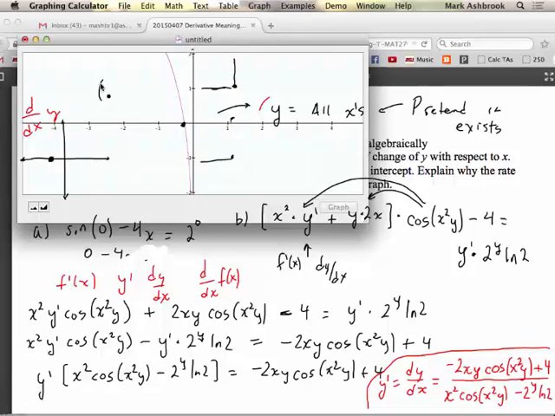What is our point? It's going to be x value is negative 1/4, y is 0. So we want to put negative 1/4 and 0 in here, and that's going to give us a number. And that number will be the rate of change of y with respect to x at this point, negative 1/4, 0.